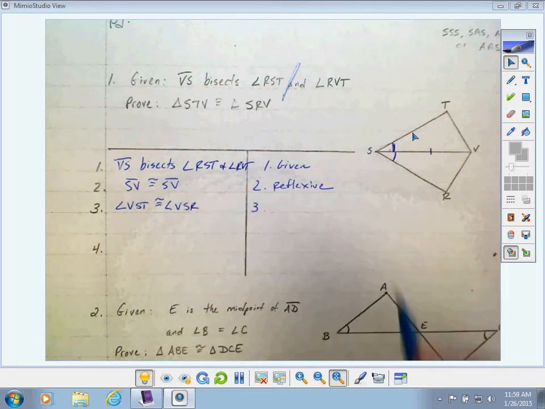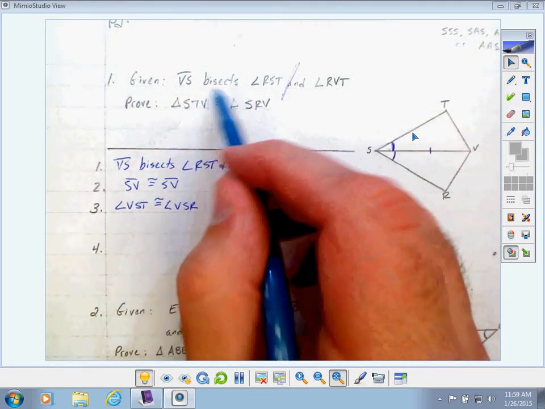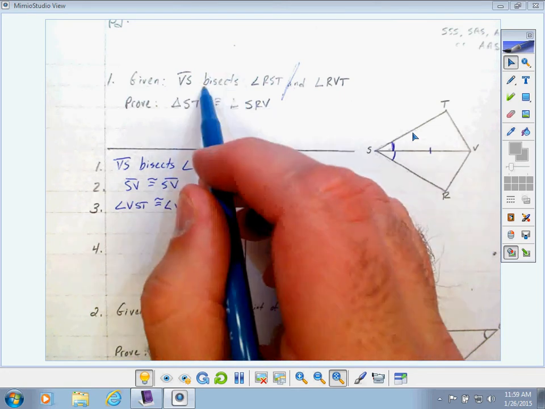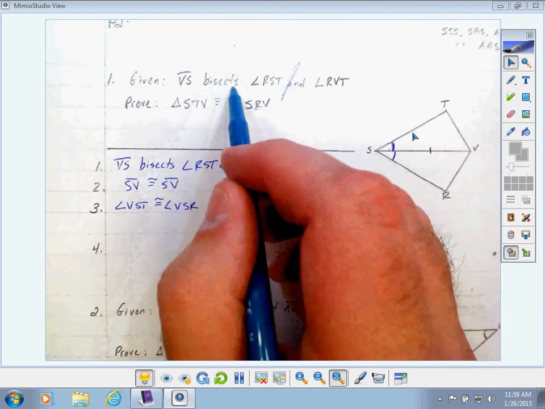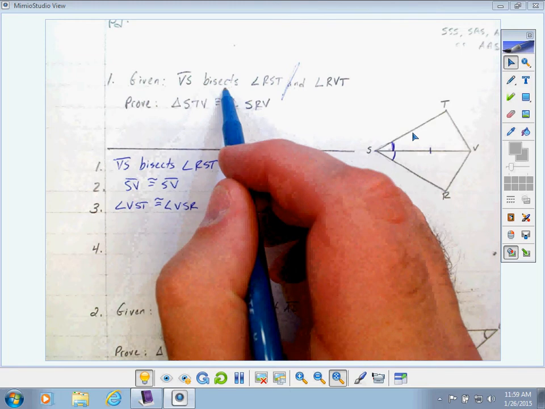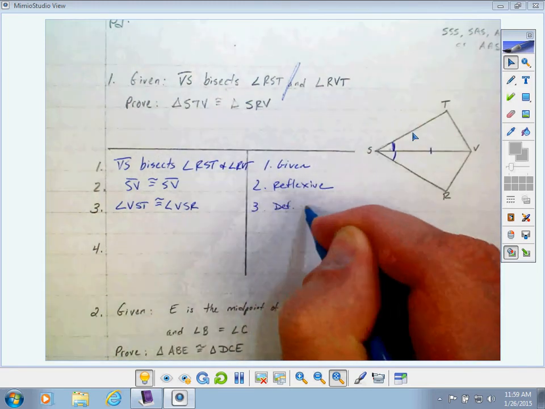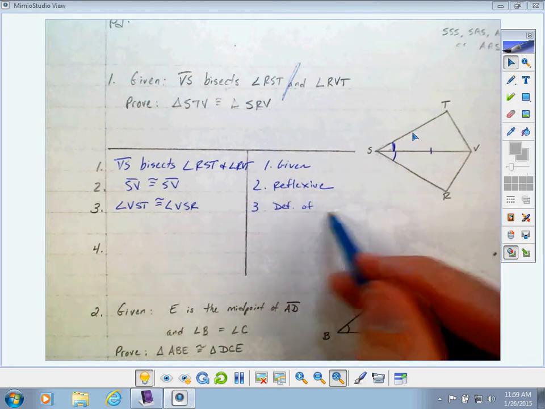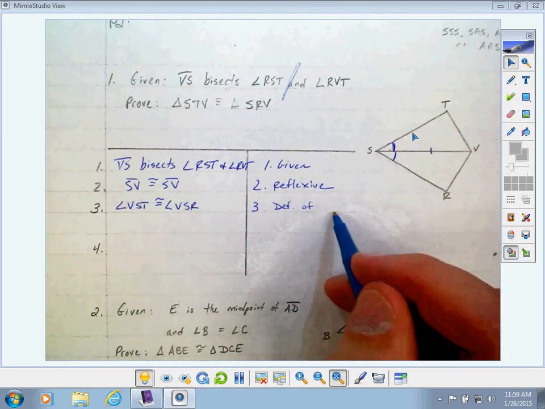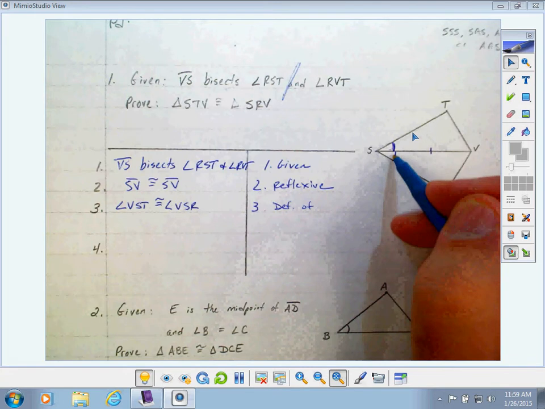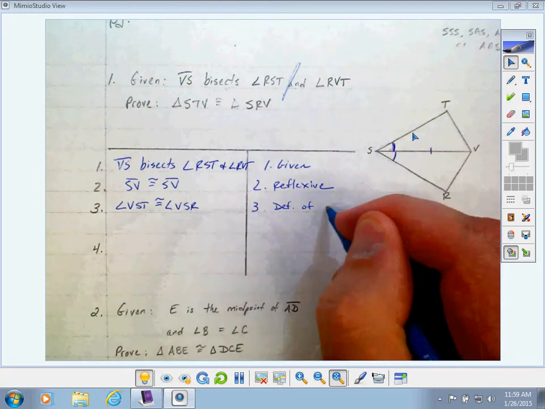And how do I know that? Well, I use this idea of bisector because it's written in the proof. I can't use it if it's not written there, but since it is there, I know I need to use it. So that one I'm going to say is a definition of, and a lot of people put segment or angle, they don't know which one is which. These are angles that I'm working with. This is an angle bisector.